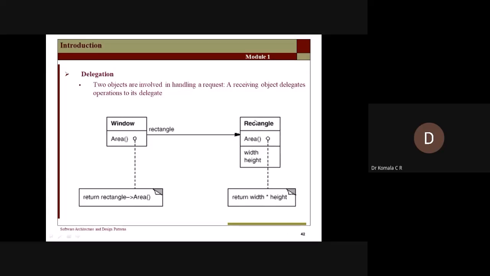So here the result of this rectangle object is given to the window. What does the return value give? What does the rectangle actually give? The answer of this operation area. What is the answer of this operation area? Width into height. So now the window will take the help of the rectangle to perform the operation of area, which is the product of width and height. This is how the delegation takes place. This is how the request is handled by two objects.